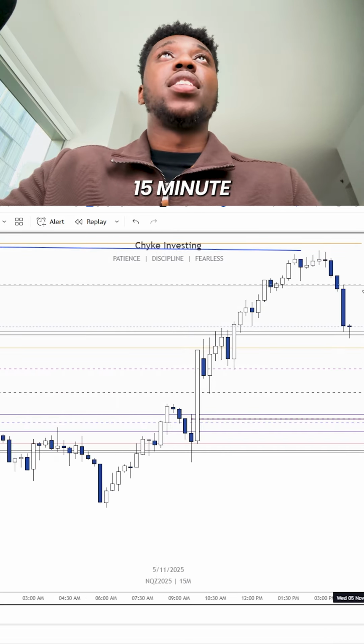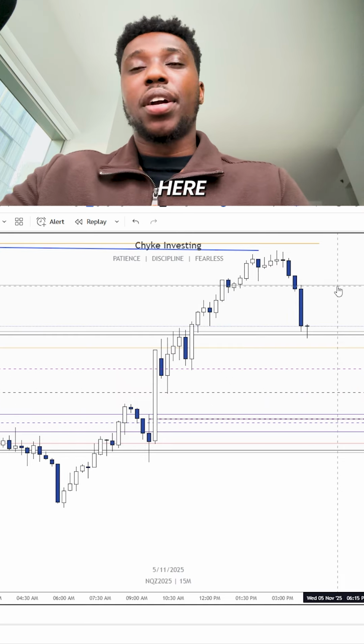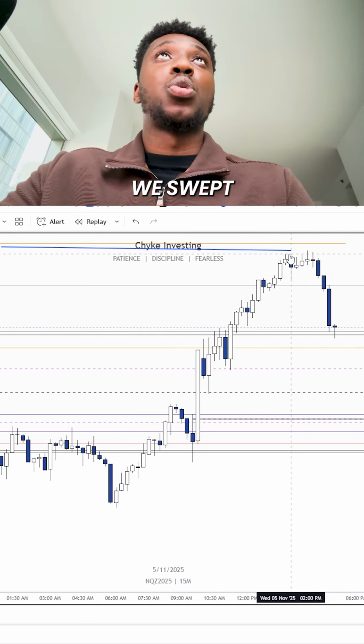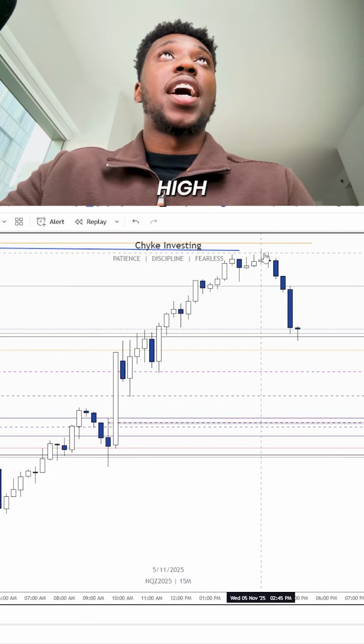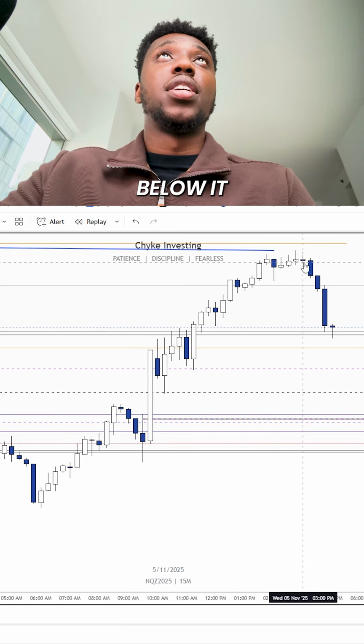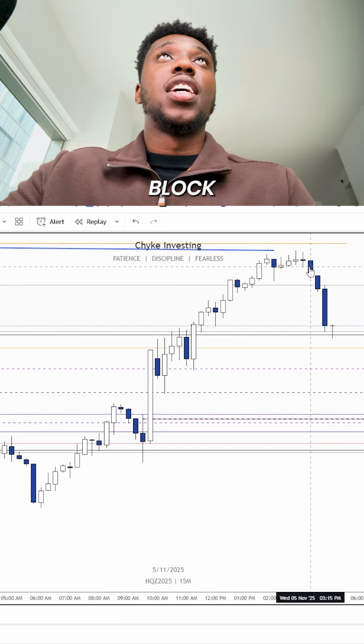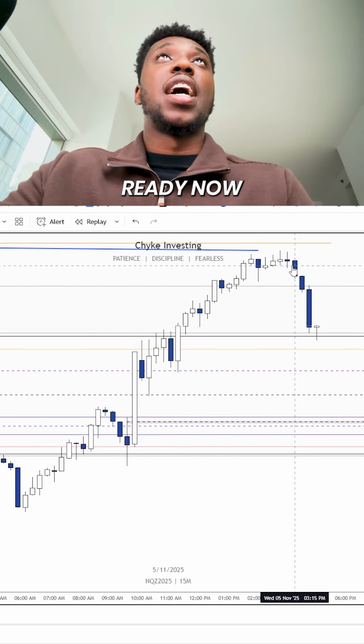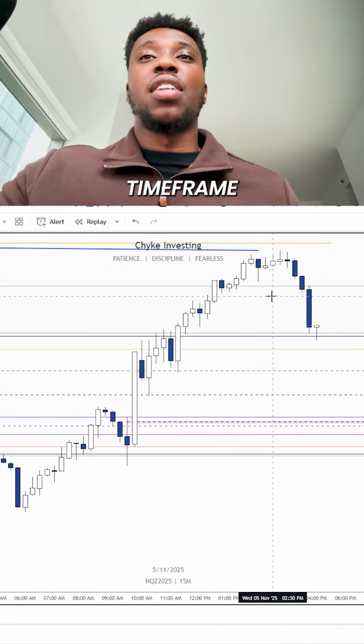Waiting for the 15 minute, which is the intermediate time frame here, to see if there's alignment. So you can see that we swept this high, right? We swept this high right here and then closed below it and then created a bearish order block. And that tells me that we are ready now to actually start going in that higher time frame alignment bias.